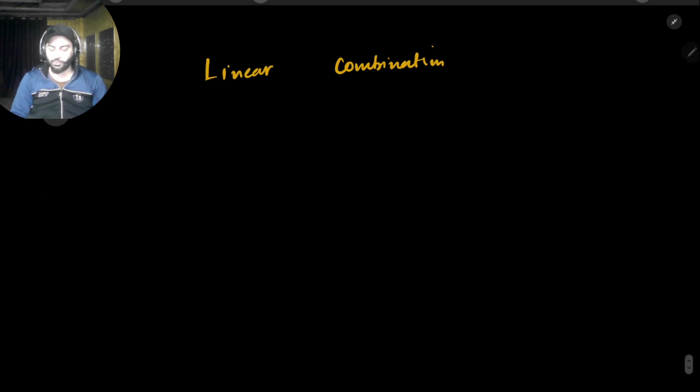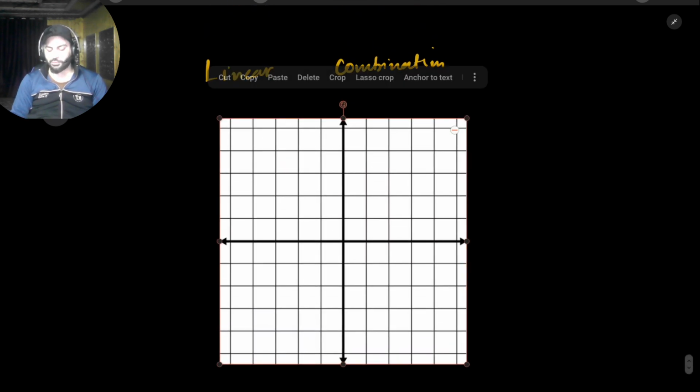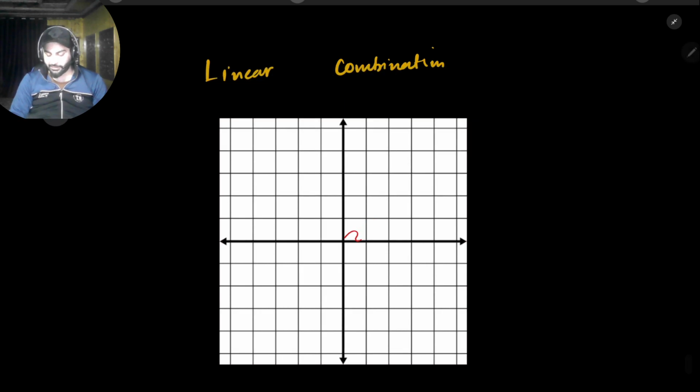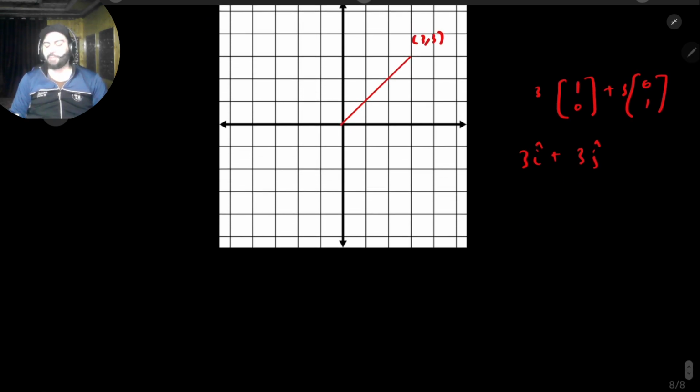So if I have this 2D plane, which I showed you in the previous case, and I have a vector like this, the value of this vector is 3 comma 3, I guess. I told you I can write this 3 comma 3 as 3 multiplied by 1 comma 0 plus 3 multiplied by 0 comma 1. So basically 3 i cap plus 3 j cap. This is what I mean by the linear combination.